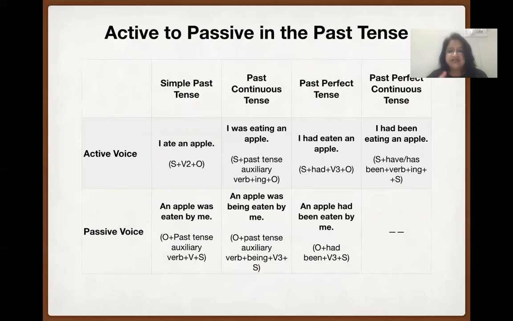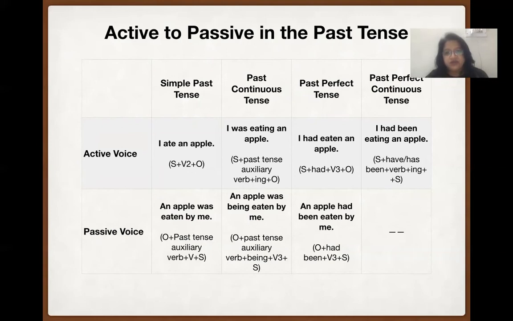Again, this is the active to passive voice in the past tense. We first did it in the present tense. Secondly, we are doing it in the past tense. Again, please take a photo of this screen and remember that you just have to follow these sentence structures. You just have to simply follow these formulas and you will never go wrong. Your answers will always be correct.